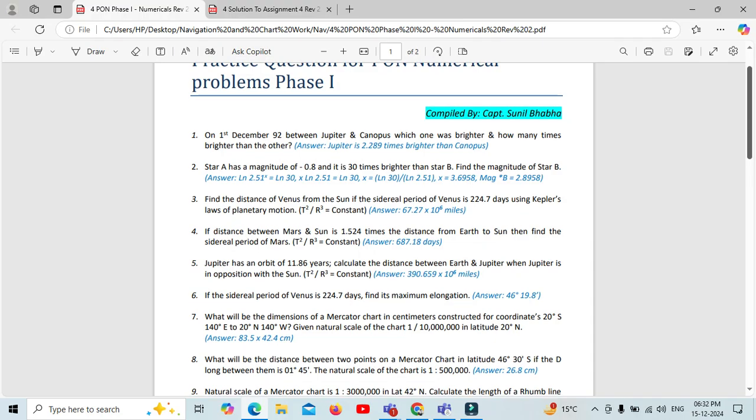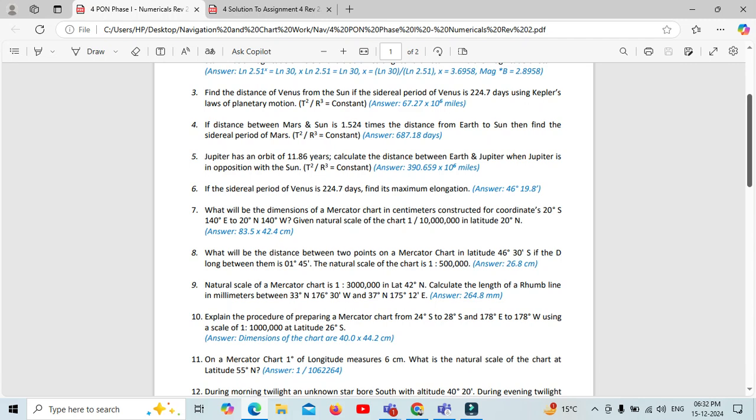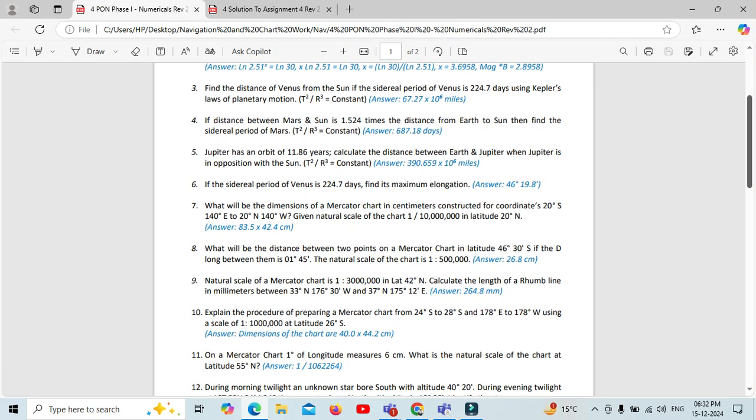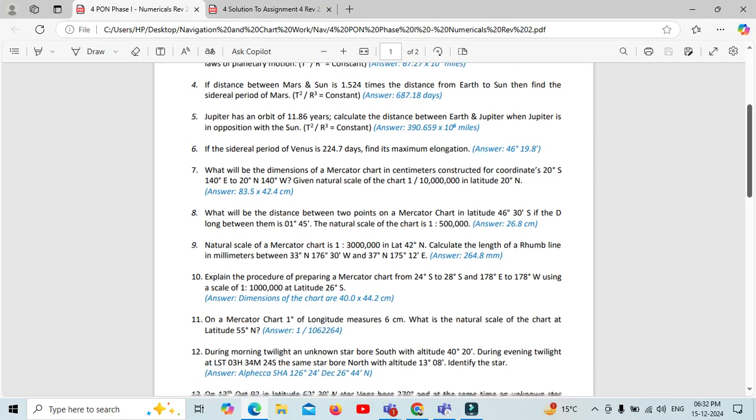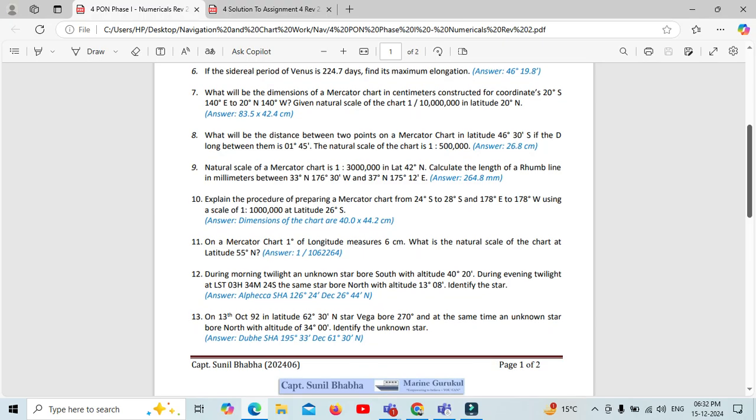Okay, sir. So longitude will be fixed, only the latitude scale will be changing. That's right, beta. And sir, we will calculate it by the formula you are giving, longitude scale divided by cos latitude. That's right. This is a relationship which gives us the relationship between the longitude scale and the latitude scale.